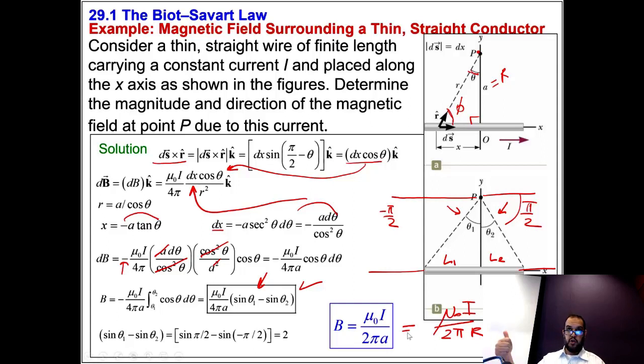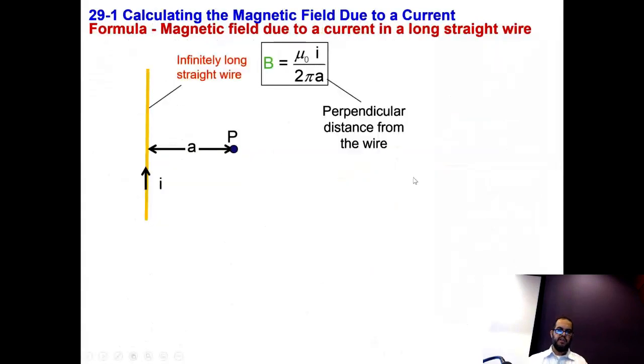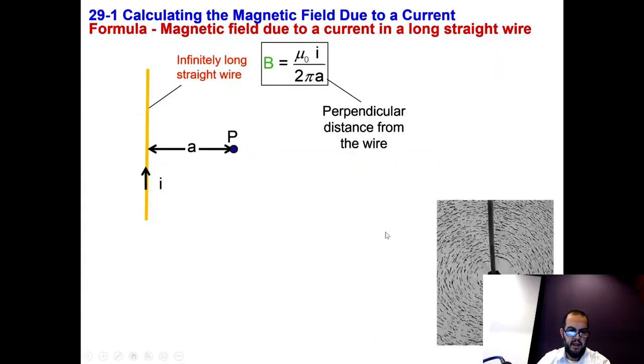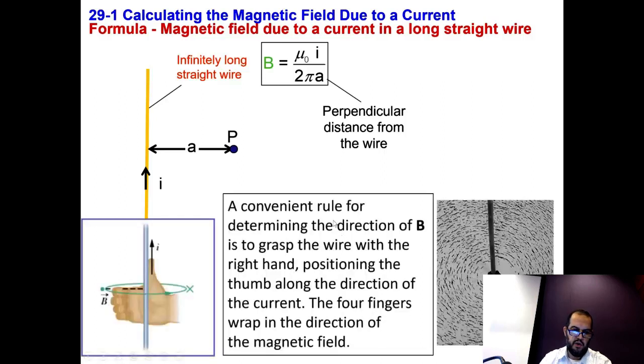So you can see it's proportional to the current. You double the current, you double the magnetic field, and it's inversely proportional to the perpendicular distance to the wire. So this is the general equation, and again, in order to determine the direction, we use the right-hand rule. We curl our fingers, and they will be pointing in the direction of the magnetic field. So you can see that here the magnetic field is out of the page, and in this location here it's into the page. So it's going in a circular fashion around the wire.